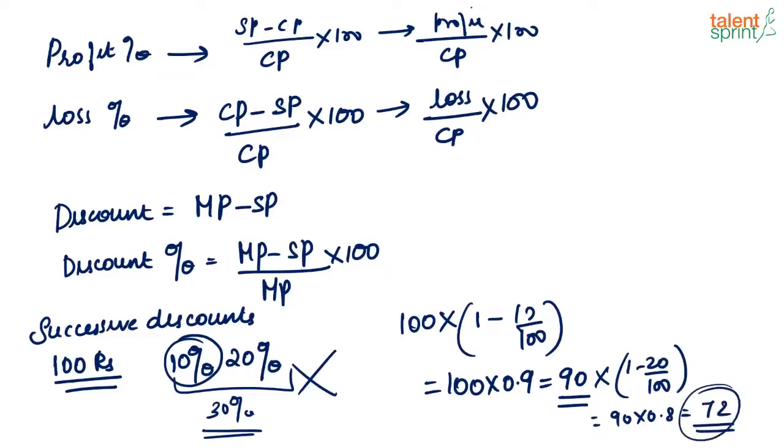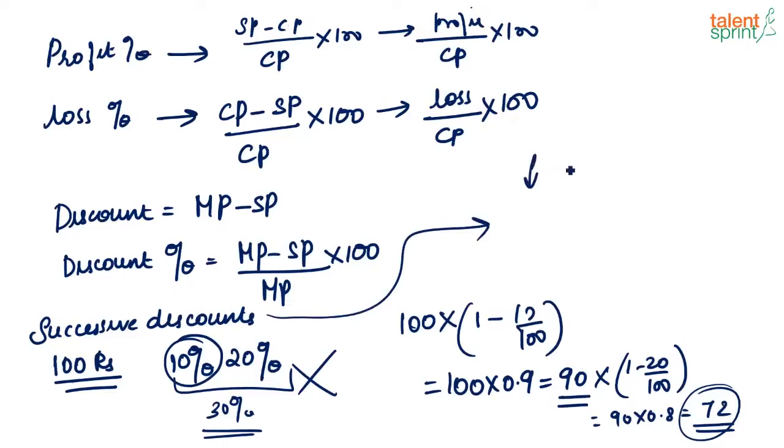Okay, so remember the concept of successive discounts. See, in successive discount, each discount percentage is not given on the same 100 rupees. The discount percentage is given on the reduced price. Okay, like for example in this question, first I gave a discount of 10% on this 100 rupees, I got the price of 90, and this next 20% discount that I am giving is on this 90 rupees and not on this 100.